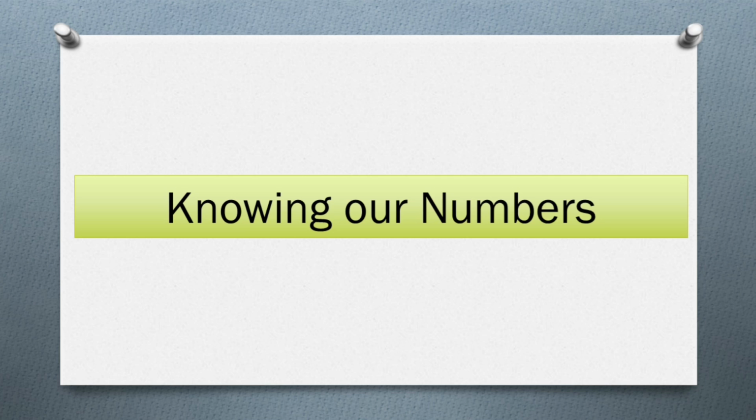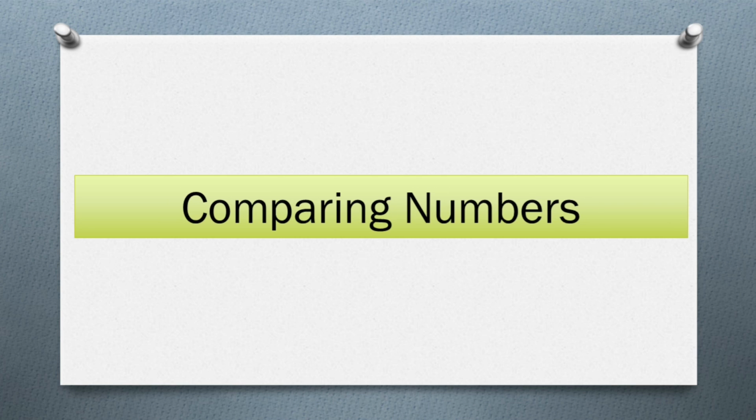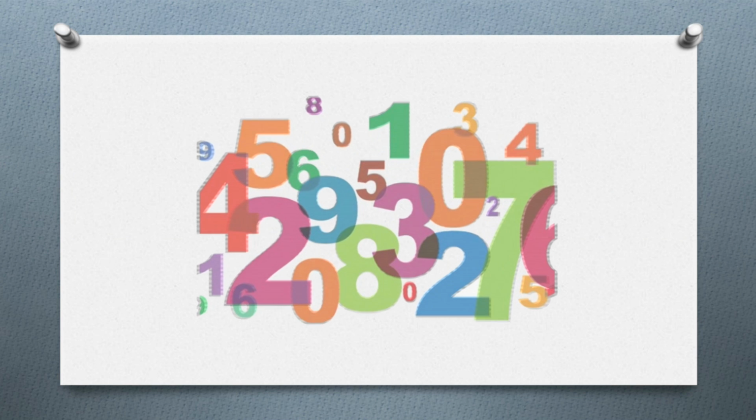The chapter Knowing Our Numbers deals with number systems and basic operations. When it comes to comparing numbers, it should not be difficult for us to figure out which number is greater than the other. For example, a three-digit number is greater than a two-digit number, and a two-digit number will be greater than a one-digit number.